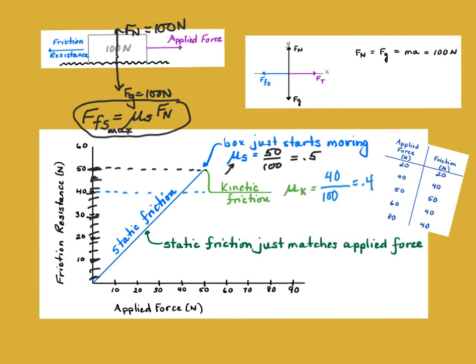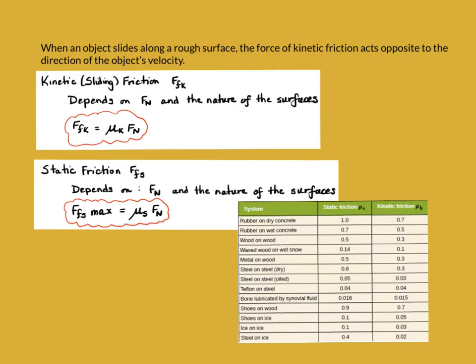And for two surfaces, the coefficient of kinetic friction is going to be less than the coefficient of static friction. When an object slides along a rough surface, the force of kinetic friction acts opposite to the direction of the object's velocity. So just summarizing all of this, the kinetic or sliding friction depends on the normal force and on the nature of the surfaces. That's where this comes from.